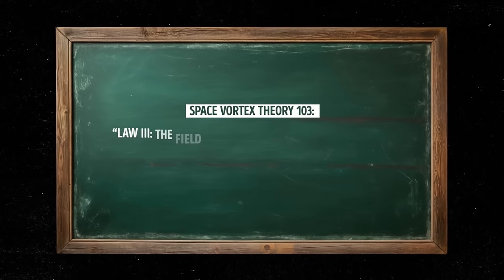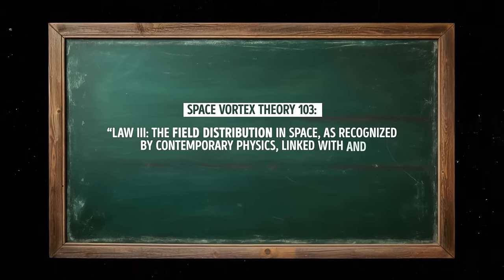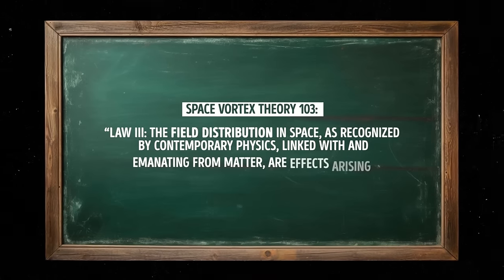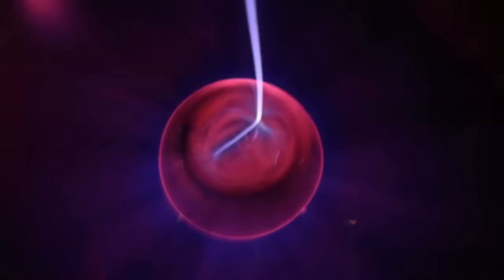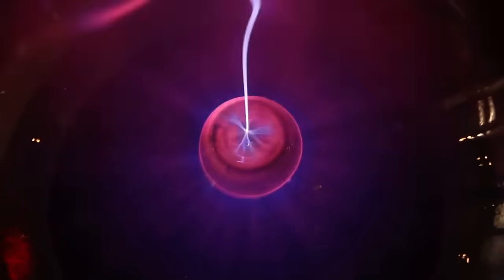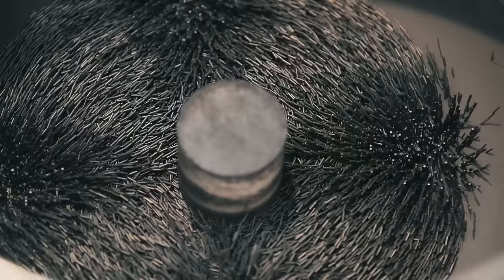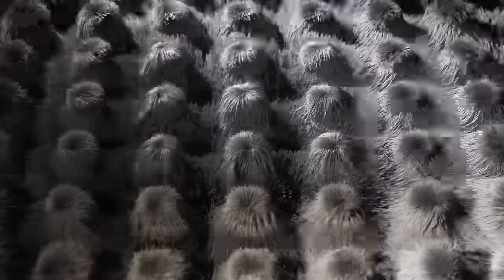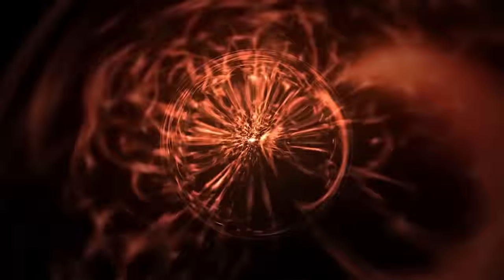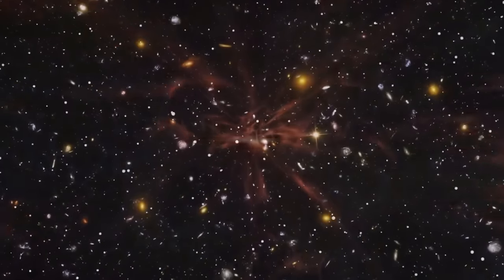Law 3. The field distribution in space, as recognized by contemporary physics, linked with and emanating from matter, are effects arising from only one fundamental field in space. This law states that the fields recognized by contemporary physics, such as the electromagnetic and gravitational fields, are effects arising from a single fundamental field in space. It suggests that this fundamental field is responsible for creating everything that we observe in the universe.